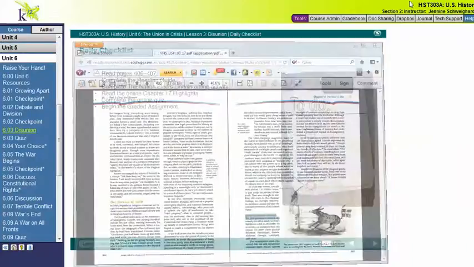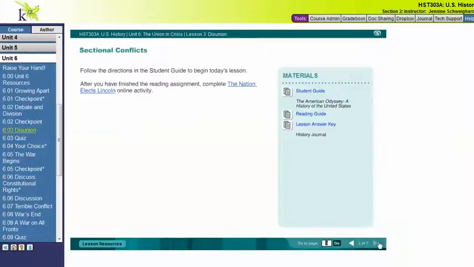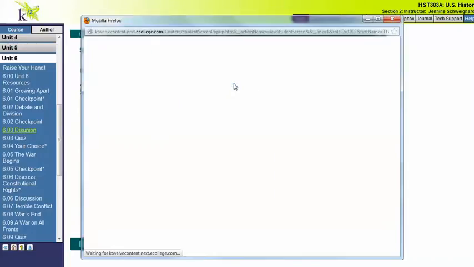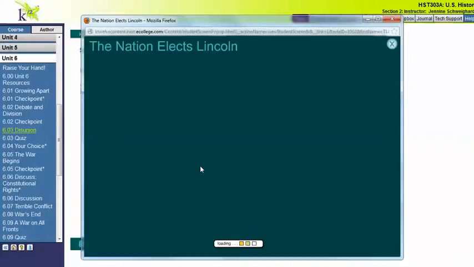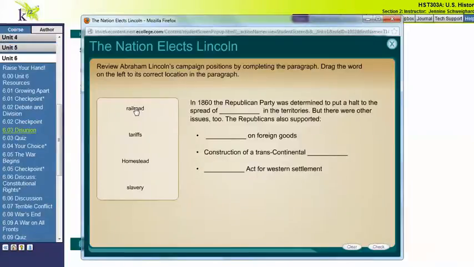Okay. Once you have done your reading, you can come back into the lesson and complete the Nation Elects Lincoln activity. This activity is largely fill in the blank in nature. You're going to take the word over here on the left hand side and use your pointer, click and drag the term to where you believe it fits on the screen. So I just gave you one there.